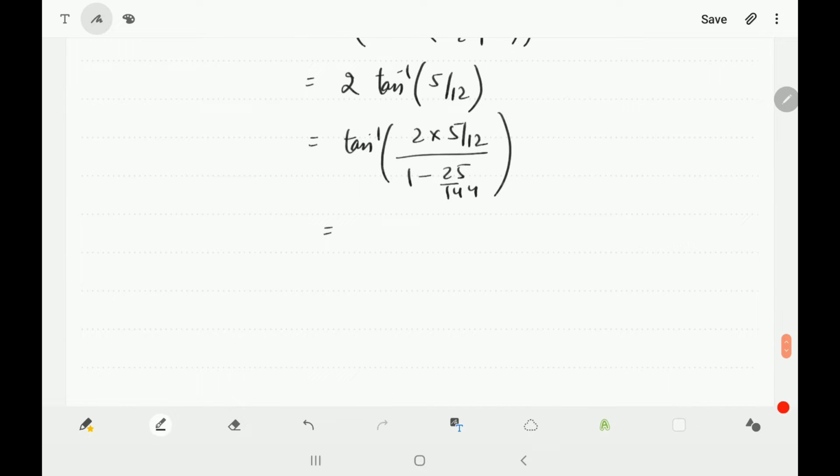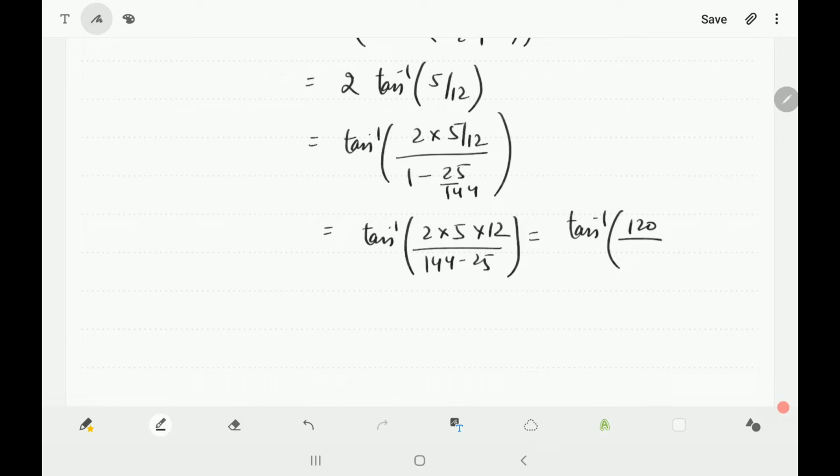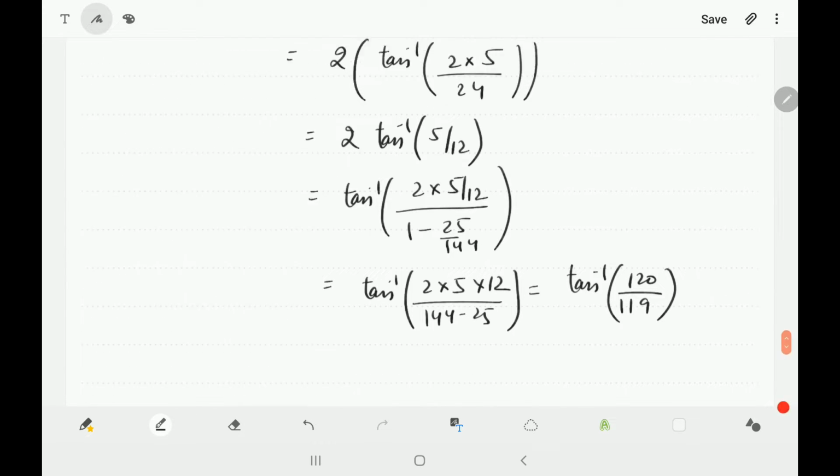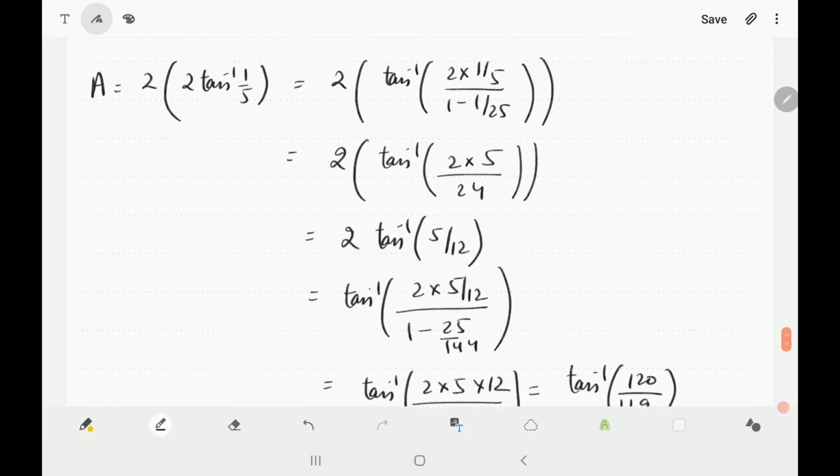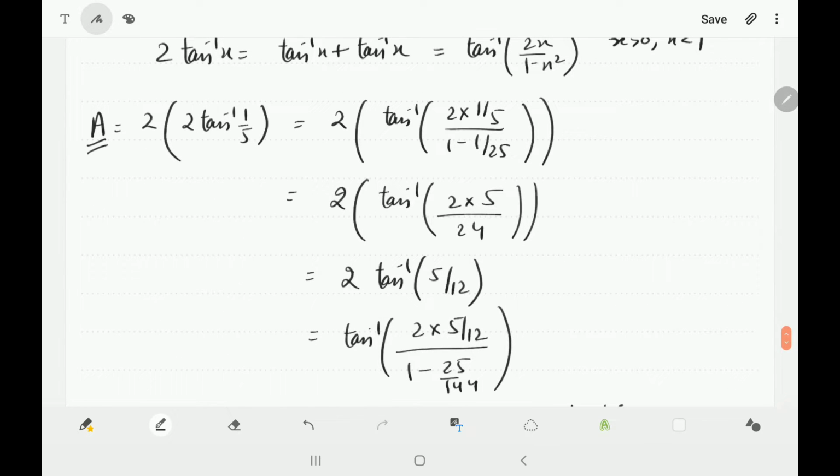So once you simplify this term you will get tan inverse of 2 into 5 into 12 divided by 144 minus 25, on LCM. Once you cancel out these two terms, no, there won't be any cancelling. You have to just multiply. 2 into 5 is 10, into 12 will be 120, 144 minus 25 will be 119. Okay, so you got the term A as tan inverse 120 divided by 119. Is this clear? We already got the value of A.